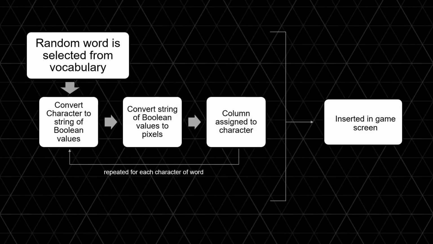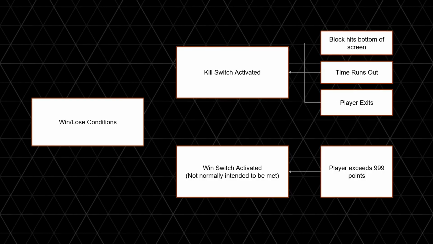How we manage to make Morse code segments appear on the game screen is by taking a random word from our vocabulary, slicing it up into characters, converting each character to Morse code, and inserting them one by one in our game screen. These are the winning and losing conditions. By activating the kill switch you lose, and by activating the win switch you win.